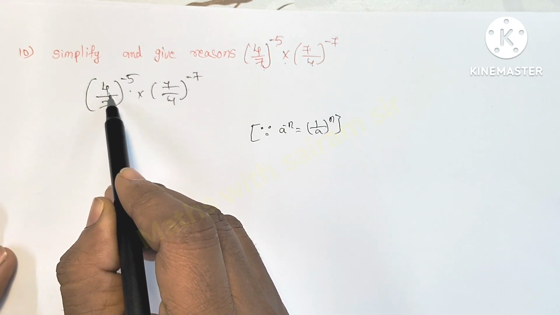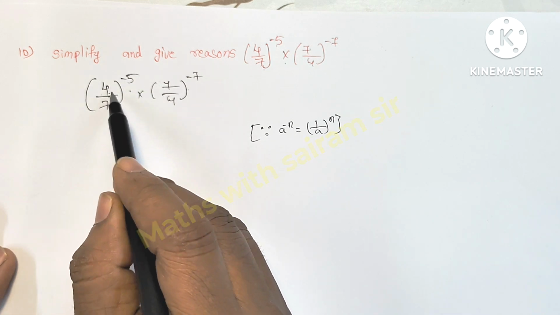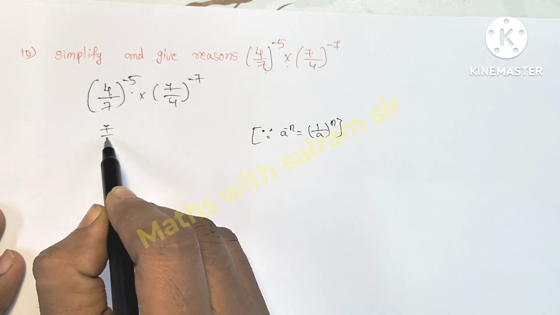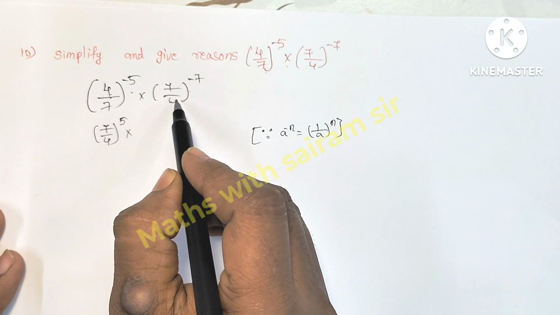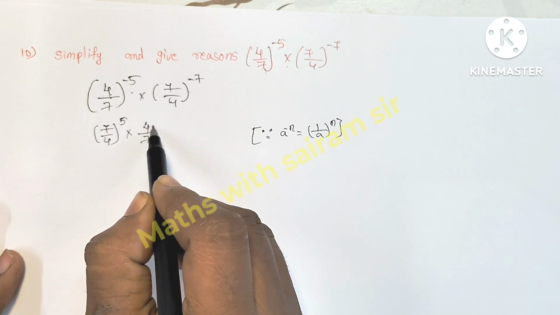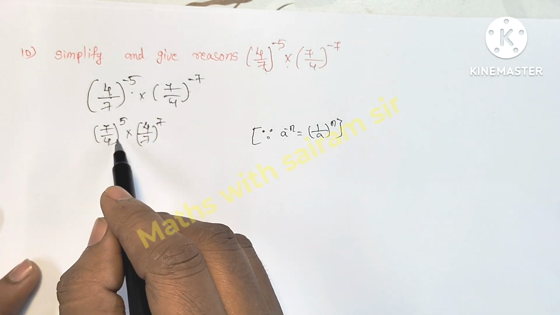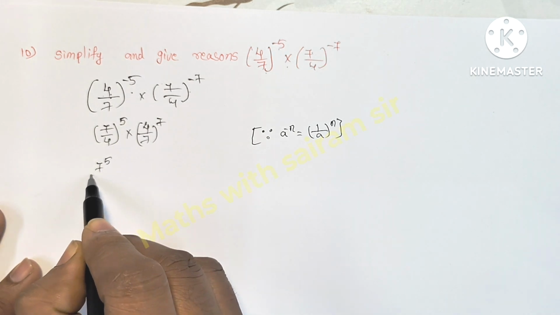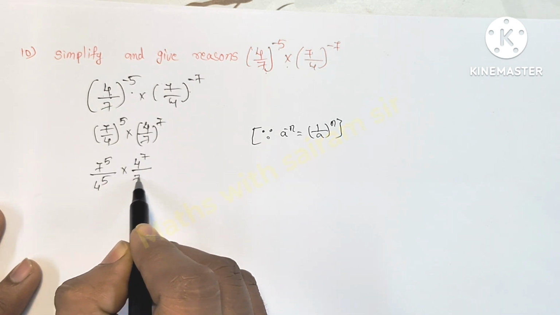So to make this negative power a positive power, we need to take the reciprocal of the base. The reciprocal of 4 by 7 is 7 by 4, to the power of positive 5. Here also the reciprocal is 4 by 7, to the power of positive 7. Now we can apply these powers to the individual terms of the numerator and denominator. So this can be written as 7 to the power of 5 by 4 to the power of 5 into 4 to the power of 7 by 7 to the power of 7.